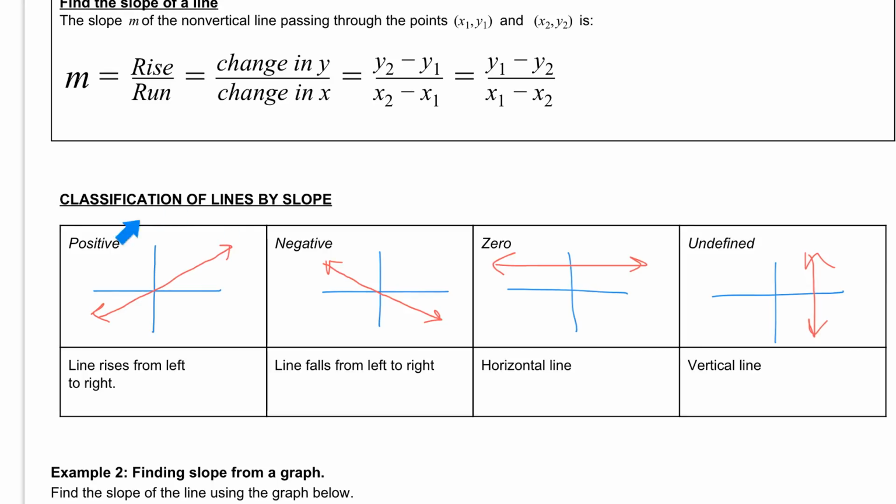So it's very important to realize which one you have in terms of your slope. Positive slope goes up from left to right. Negative slope goes down from left to right. Zero slope is horizontal. And an undefined slope is vertical.